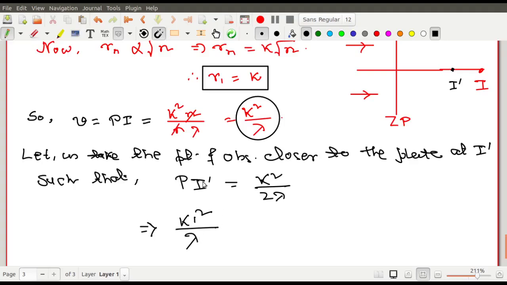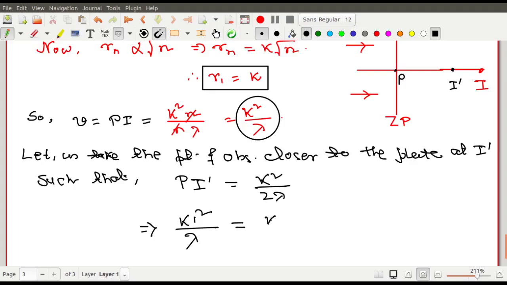So if someone asks where you got this relation pi dash equals to this from, I will simply say that when it was pi, it was k. Now you have changed the distance over here, so this one was your point P, and now you have changed the point from I to I dash. As you have changed it, definitely this constant will change, and I call it k dash square by lambda, right?